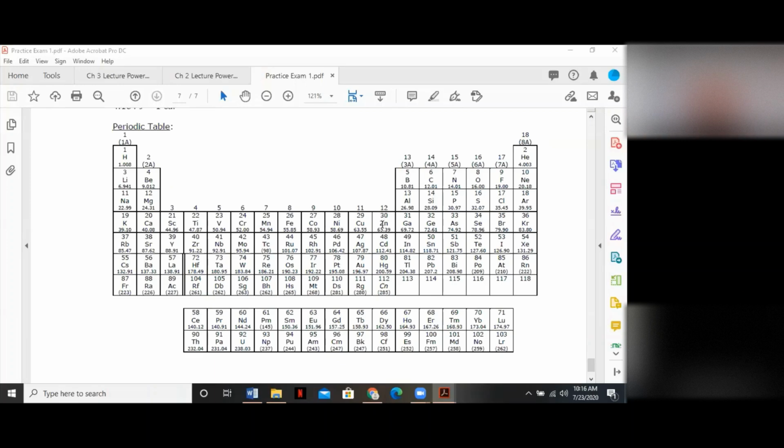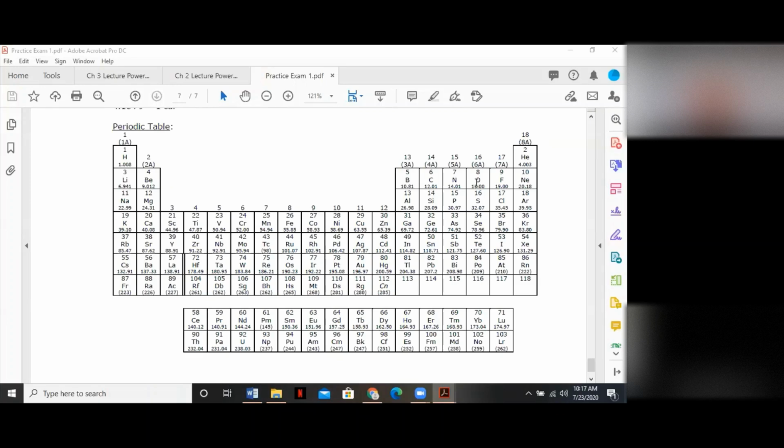What if zinc is carrying a +1? What is that supposed to mean? That means zinc lost 1 electron. What if zinc is carrying a 2+? A 2+ means it lost 2 electrons.